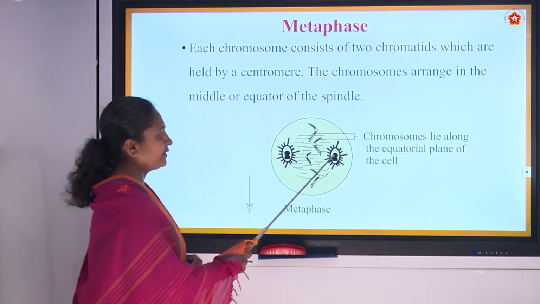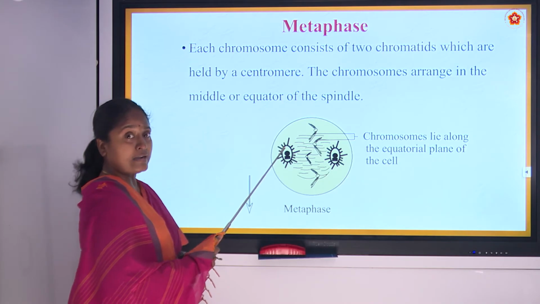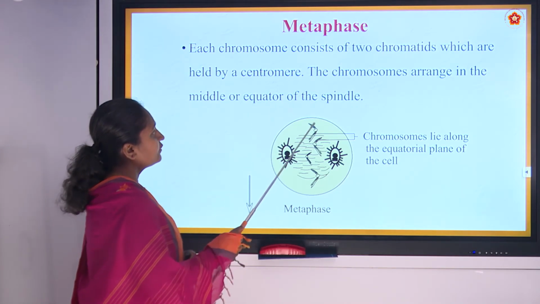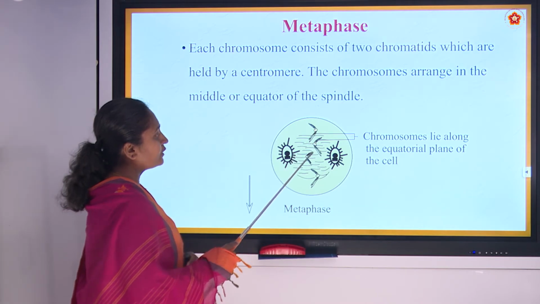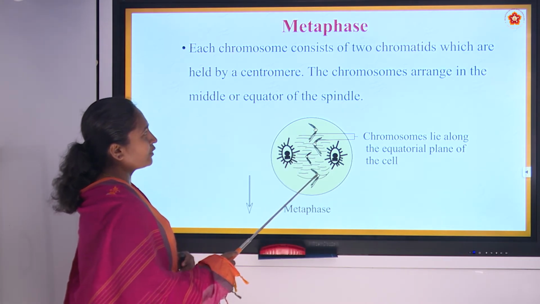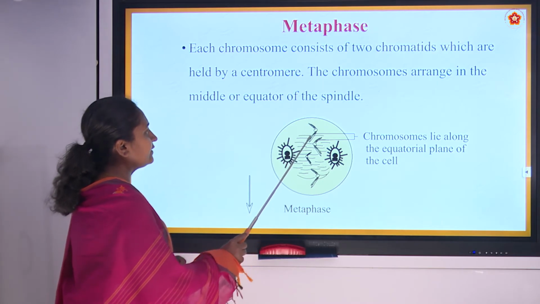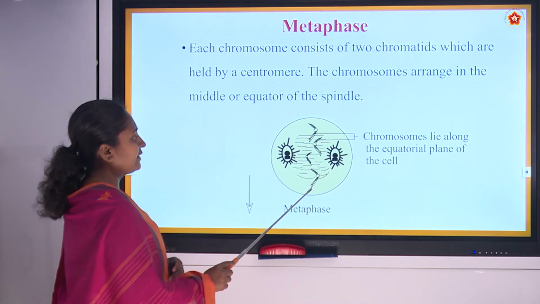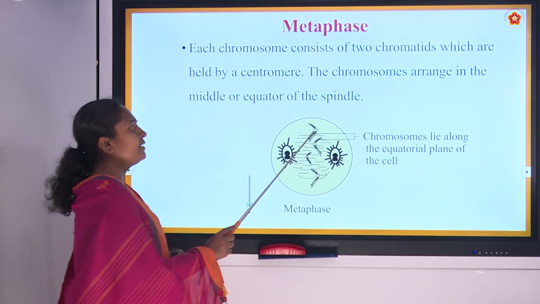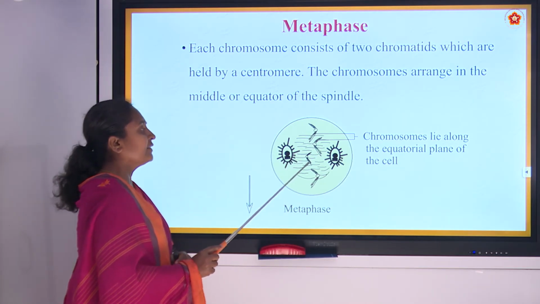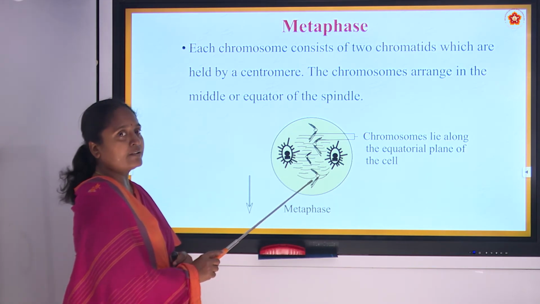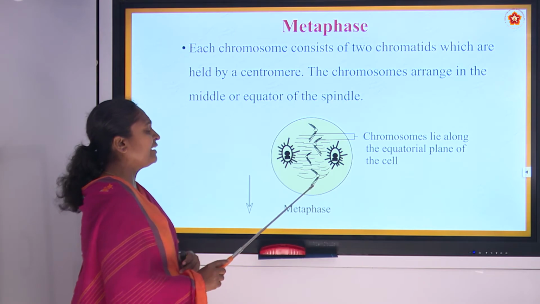Centrioles are present at two opposite poles, only in animal cells, whereas the centromere is present in the center of the chromosomes. Okay, the chromosomes are arranged in the central equatorial plane. When the chromosomes are arranged in this middle or central equatorial plane, this phase is known as metaphase. In the previous phase, chromosomes had formed, right? Now they are getting arranged.